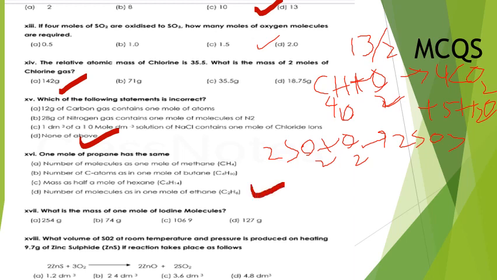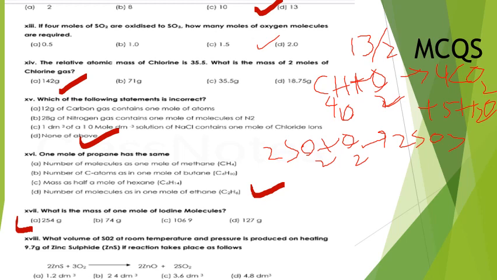Now the next one is, what is the mass of 1 mole of iodine molecule? Iodine exists as I2. The mass comes out as given, that is 127 multiplied by 2. What will be the answer? Calculate it. It will be 254. This will be the answer.